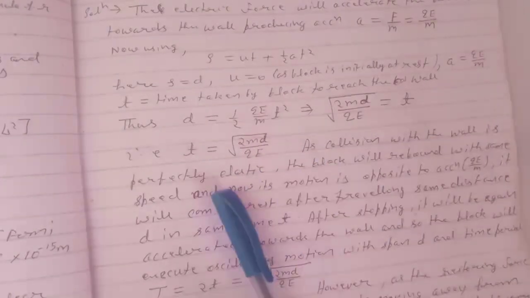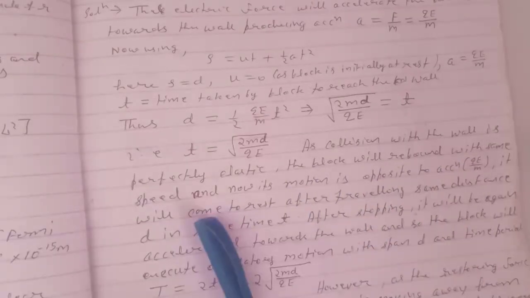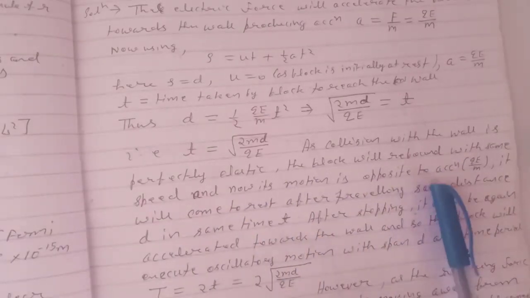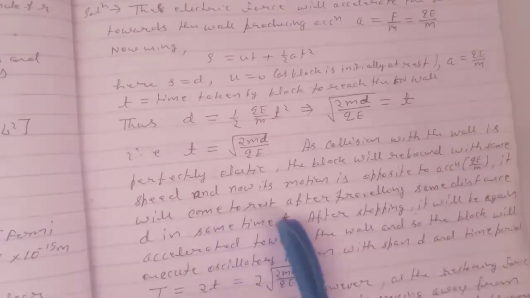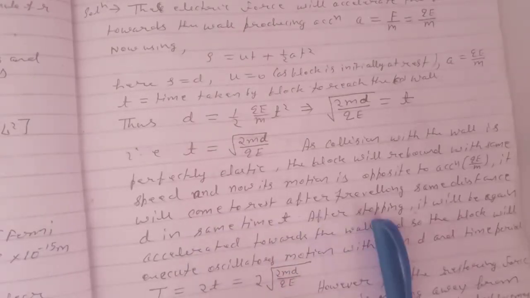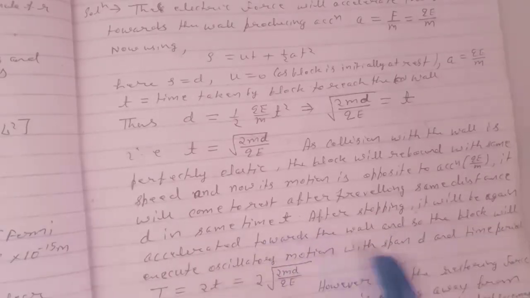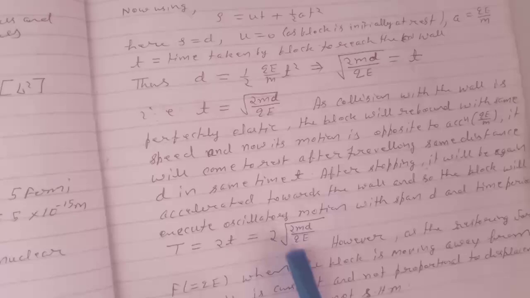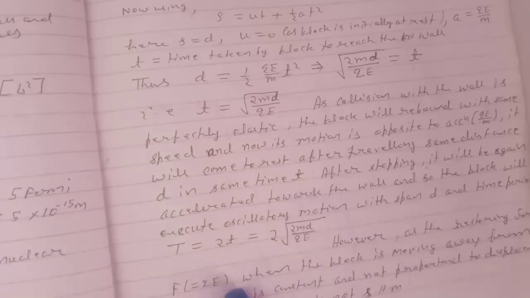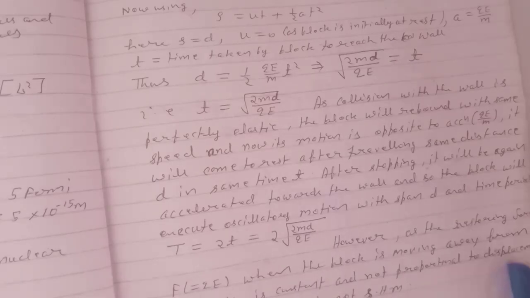As the collision with the ball is perfectly elastic, the block will rebound with the same speed, and now its motion is opposite to the acceleration qE by m. It will come to rest after traveling the same distance d in the same time t. After stopping, it will be again accelerated toward the ball, and so the block will execute oscillatory motion with a span d and time period T equals 2t, which is 2 into under root 2md by qE. However, as the restoring force F equals qE when the block is moving away from the ball is constant and not proportional to displacement x, the motion is not SHM.